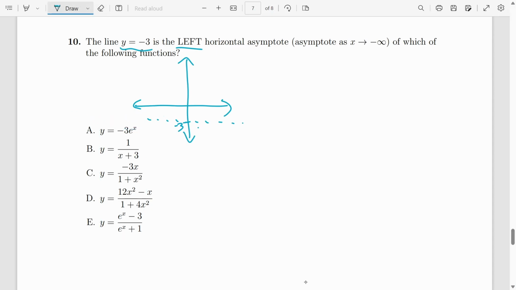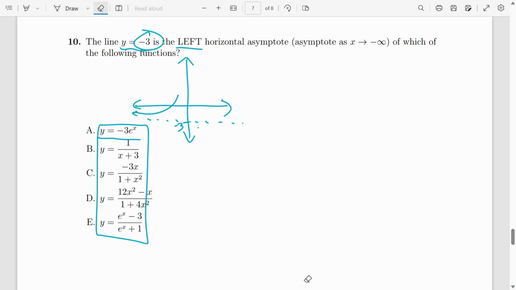There's a really easy way to determine that, and it's just for each one of these functions, plug in a really, really small or really big negative number. So for the first one, y equals negative 3 times e to the x, just plug in like negative 1,000 for x, and then whichever one of these functions yields a number close to negative 3 is your answer. So let's do that.